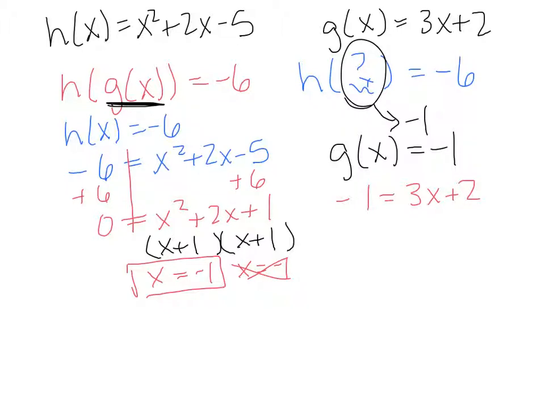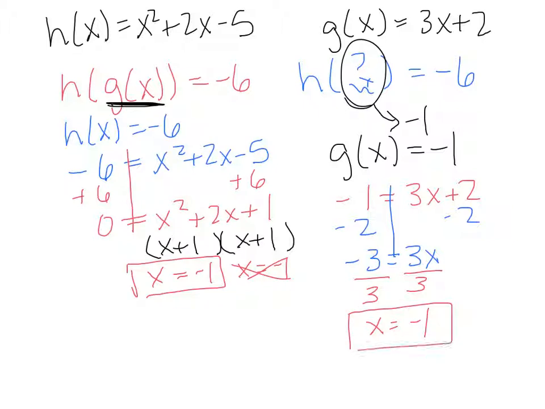And now this is not a quadratic, so this is just a matter of undoing, getting x by itself. So that would be subtracting 2 from both sides. So you get -3 equals 3x. Divide both sides by 3. You get x equals -1, which was way too convenient, but there we have it. We now know that when h of g of x equals -6, that x equals -1.